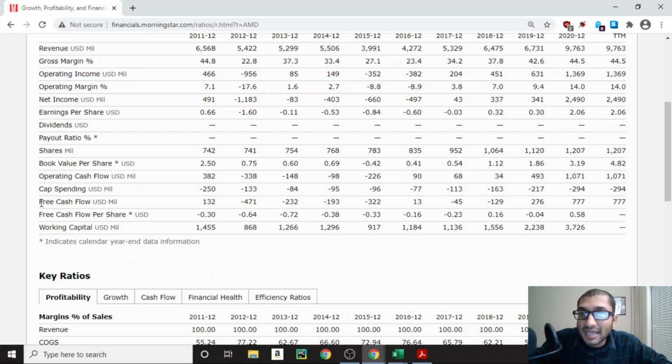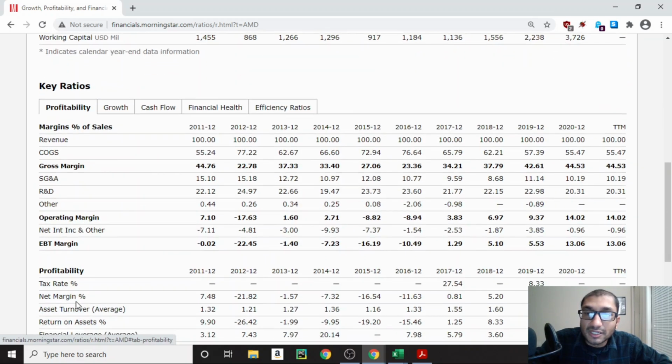Finally, looking at the free cash flow. The free cash flow is what we get when we subtract capital spending from the company's operating cash flow. Back in 2011, AMD's free cash flow was $132 million, and for the year 2020, it was $777 million. Ideally, we want to invest in companies whose free cash flow is positive, steady, or increasing. I will be using the past 10 years of free cash flow for my expected rate of return calculation, and I will be using the 2020 figure of $777 million for my DCF discounted free cash flow analysis.